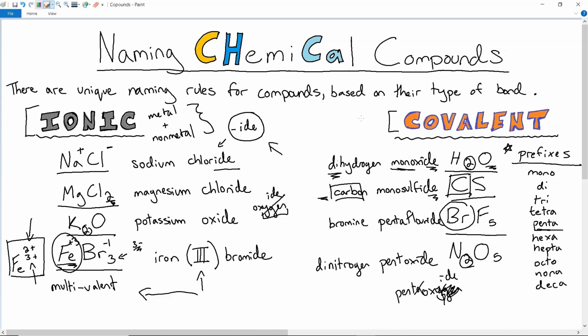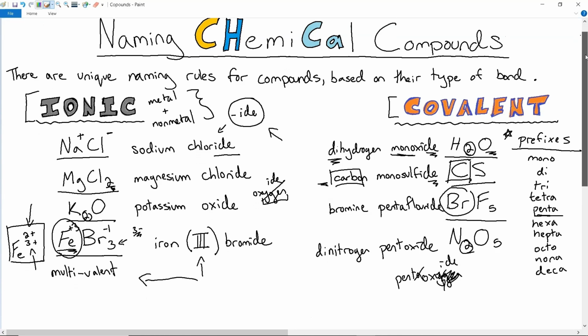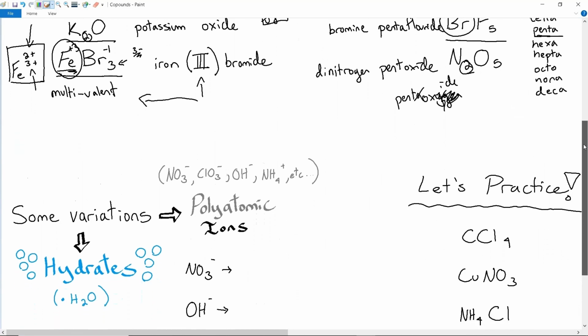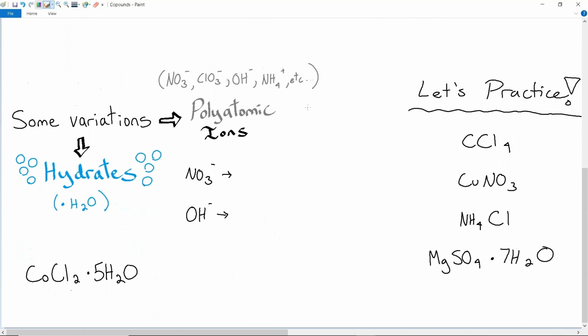Okay, that is the basics for ionic and covalent compounds, but things do get a little bit more complicated, but I'm sure you'll be able to follow along. First thing I want to add to this is the idea of polyatomic ions. And all a polyatomic ion is, is more than one atom that has come together to form an ion. So if I look at the first example here of NO3, this is called nitrate. And this entire cluster of atoms has a charge of -1.